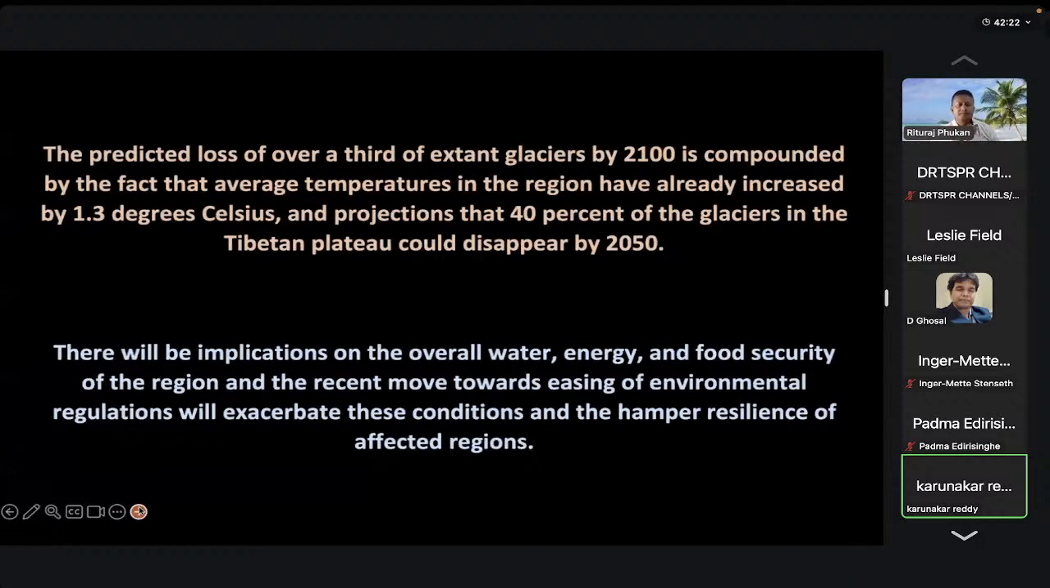It is predicted that the temperature rise will be 1.3 degrees Celsius. 40% of the glaciers in the Tibetan plateau could disappear by 2050. This is only a study, and hopefully it will not be up to 2050, but by 2040, this is the problem which we can see.